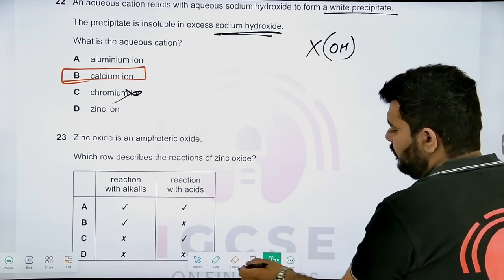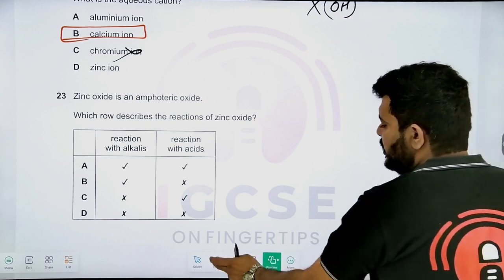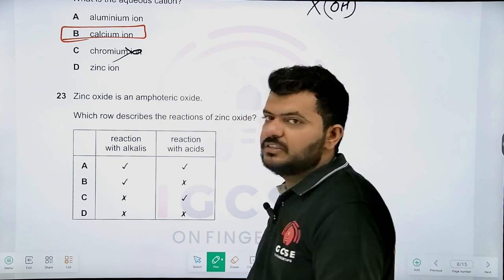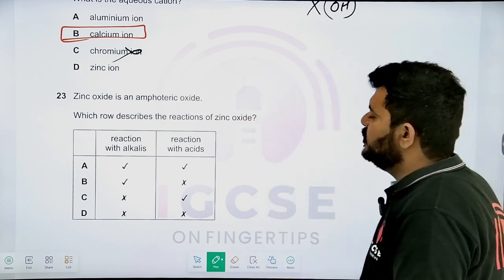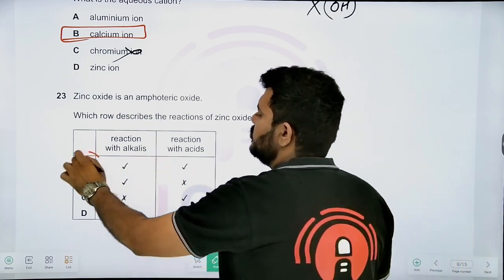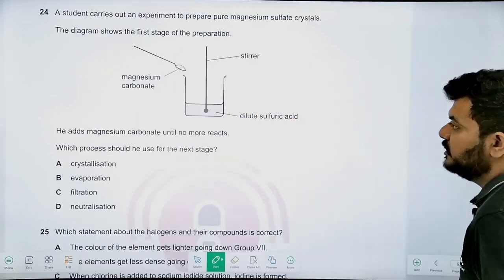Then we have zinc oxide, which is amphoteric. Amphoteric means it reacts with acids as well as bases. Which row describes the reaction of zinc oxide? Reaction with alkalis? Yes. Reaction with acids? Yes. So base and acid both. Option A itself is the correct answer, right?